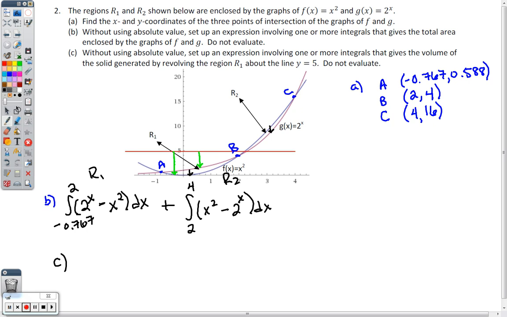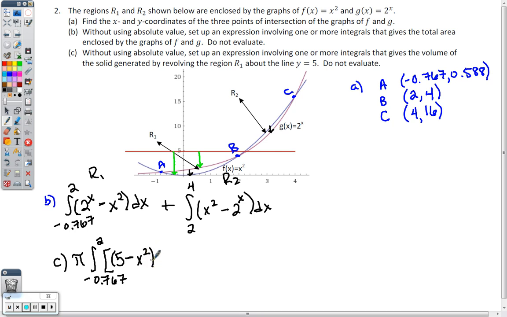So here we go. Pi on the outside, since it's disks, and since we're integrating in x, we're going to use the x bounds for a and b. So negative 0.767 to 2, and then the outer radius, the bigger radius, is the blue function. That's x squared, but we're still going from the top to the bottom. The top is 5, so we're going to say 5 minus the blue function, x squared.